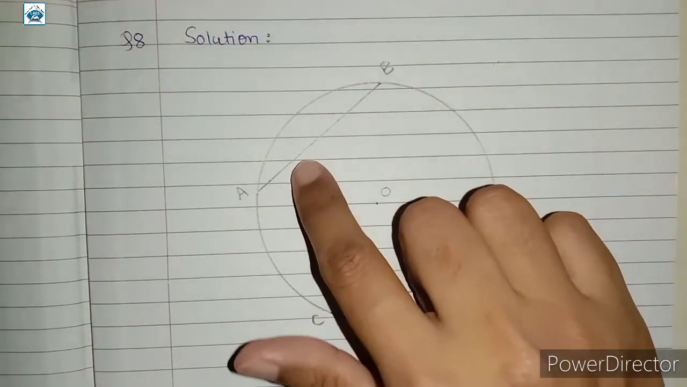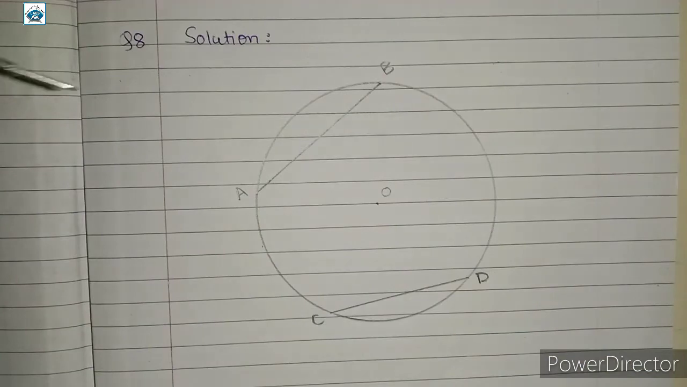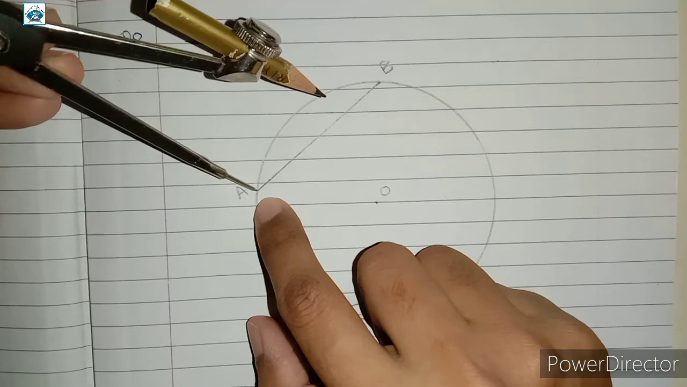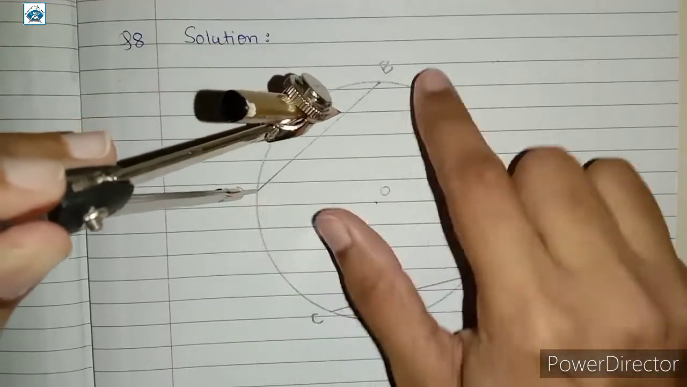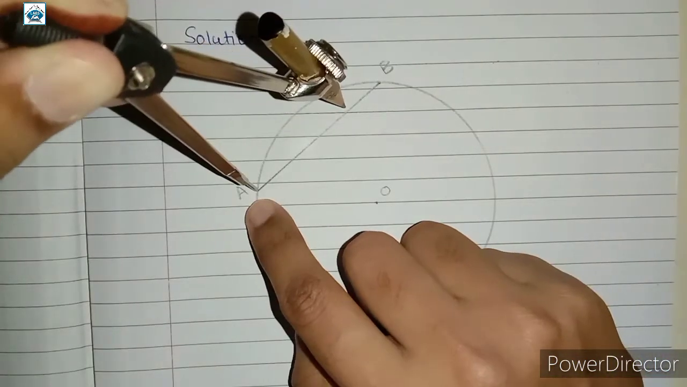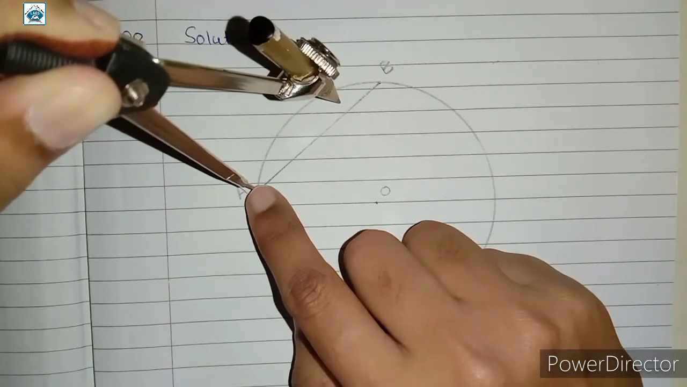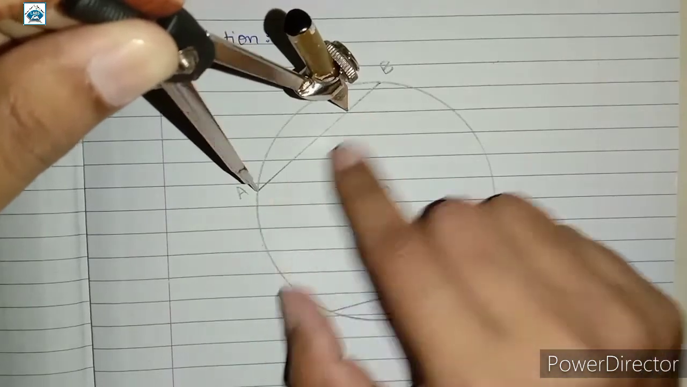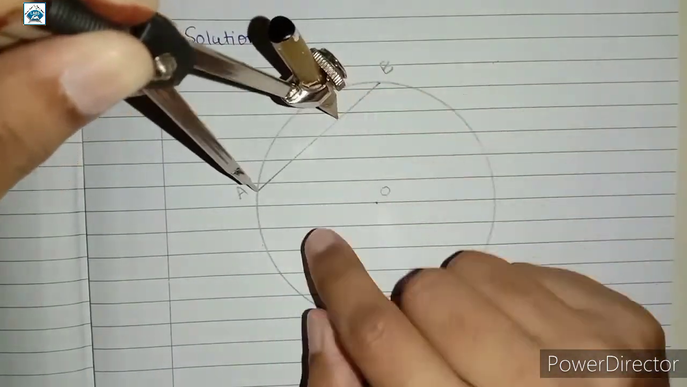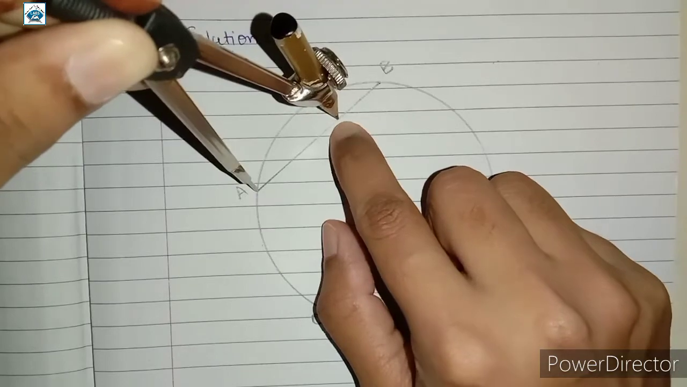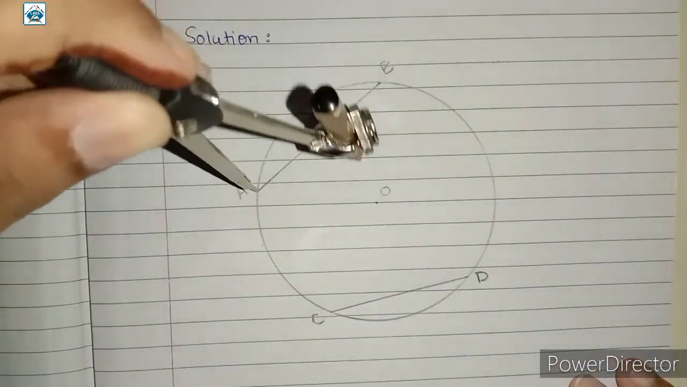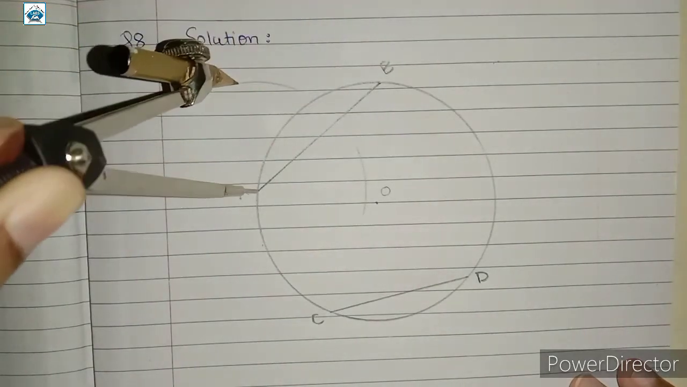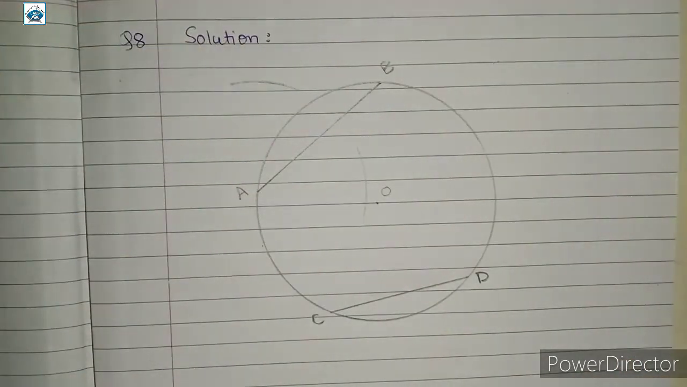Next we need to draw perpendicular bisectors of both these chords. For that let us take A as the center. Firstly we are constructing the perpendicular bisector of chord AB. Taking A as the center, keeping the pointer of the compass at A and taking a distance which is more than half the length of AB, and here you need to draw two arcs like so on either side of the line segment.